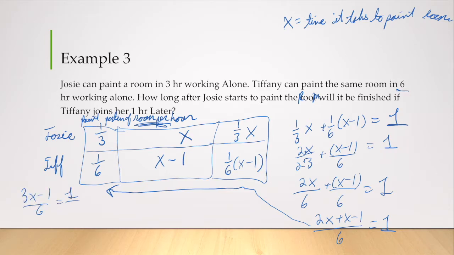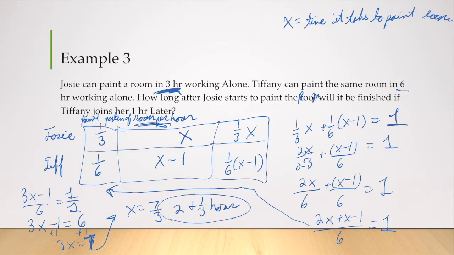1 as a fraction is 1 over 1, so I multiply both sides by 6. I get 3x minus 1 is 6. Add 1 to both sides. I get 3x is 7. So x equals 7/3, which is 2 and 1/3 hours. And that should make sense, right? It should definitely take Josie less than 3 hours to paint the room because she has Tiffany helping her. So it would take them 2 and 1/3 hours, or 2 hours 20 minutes, to paint the room.